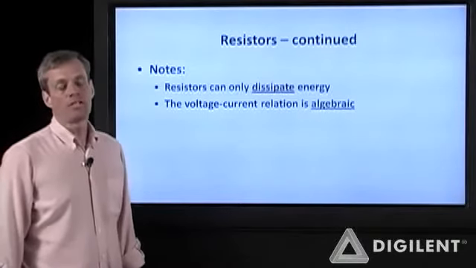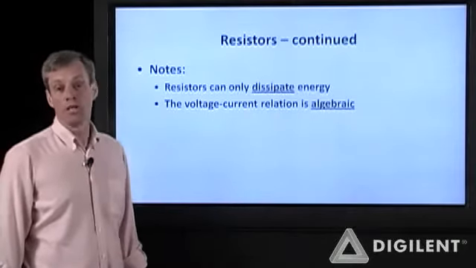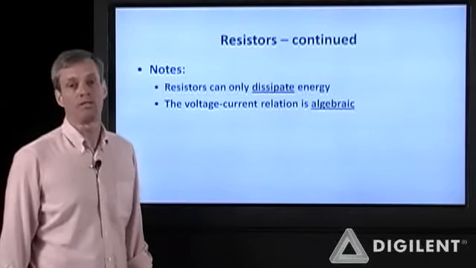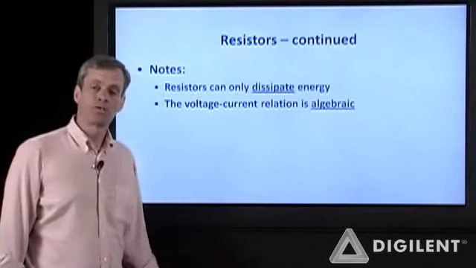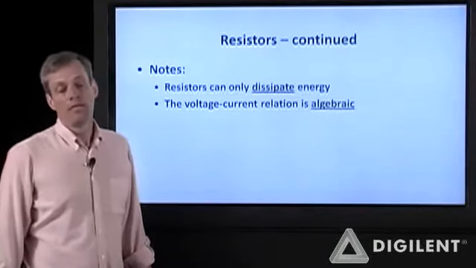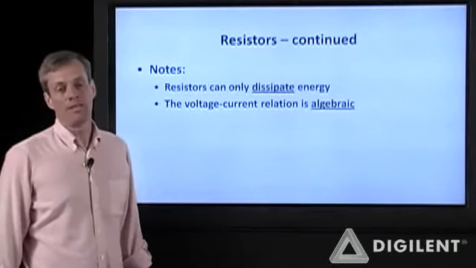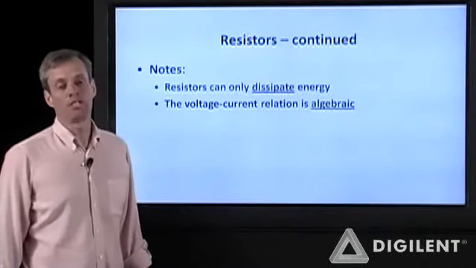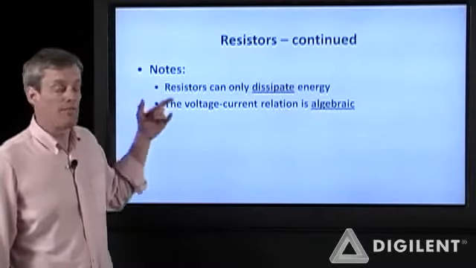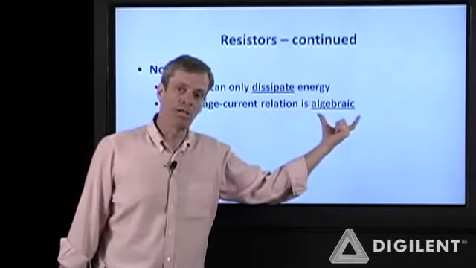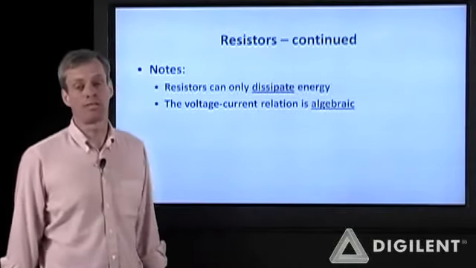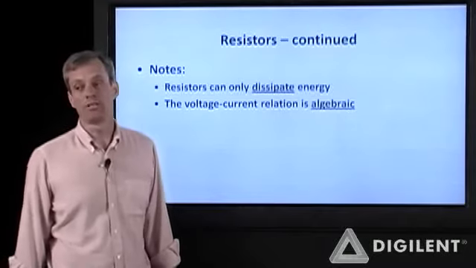A couple of quick things to note about resistors. Resistors can only dissipate energy. You cannot store energy in a resistor. So any energy that goes into these guys gets dissipated as heat typically. The other thing to notice about these is that the voltage-current relationship is algebraic. These two things are related. If you have an algebraic voltage-current relationship, you can't store energy. We'll talk more about that when we talk about our energy storage elements, capacitors and inductors.